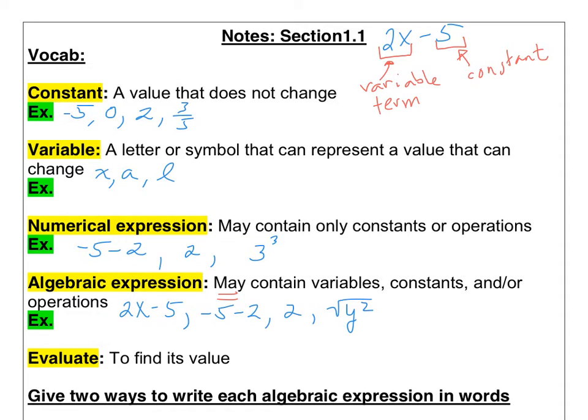So all numerical expressions are considered algebraic expressions, but not all of these algebraic expressions are numerical expressions. For instance, 2x minus 5 is not numerical, it's just algebraic. Whereas this is both numerical and algebraic. This is both numerical and algebraic. This is just algebraic. So the ones that have letters in them or symbols, those are just algebraic. And the ones that have just numbers are numerical and algebraic.